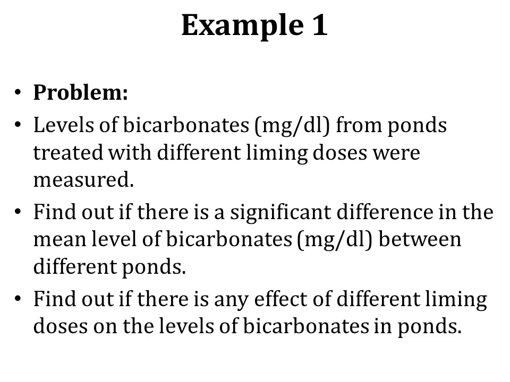And the unit of measurement is milligrams per deciliter. And you have to find out if there is a significant difference in the mean level of bicarbonates between different ponds. Or in other words, you can say that you have to find out if there is any effect of different liming doses on the levels of bicarbonates in ponds.